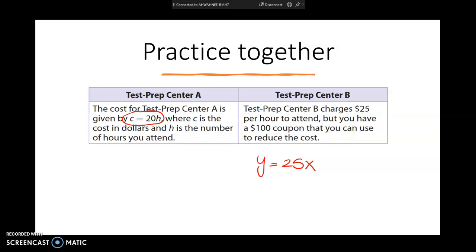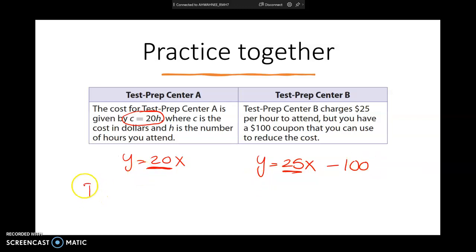Coupons, when you go to a store and you use a gift card, what normally happens to your price as you use a gift card? Right? It reduces it, it takes it away, so it's going to be subtracting 100. Okay, so now we have y equals 20x over here. So test center A charges 20 an hour, whereas test center B charges 25. So test center B charges more per hour.